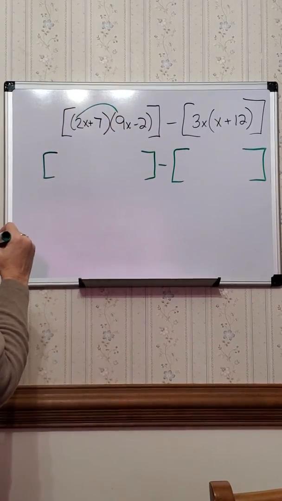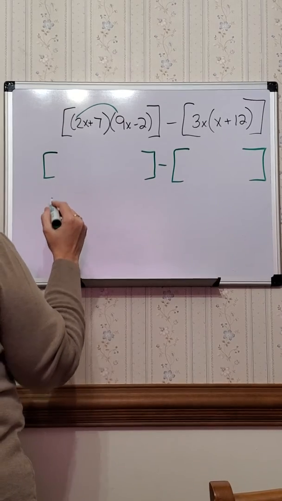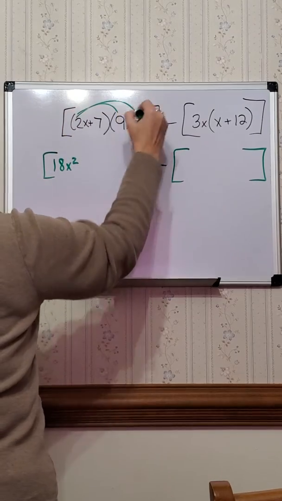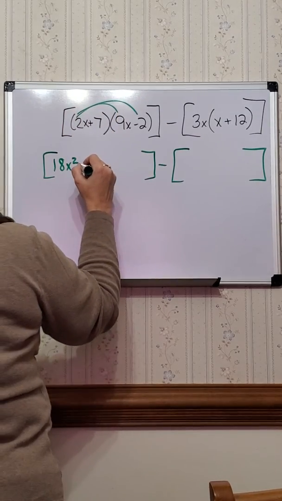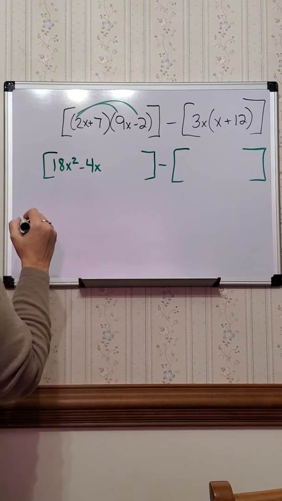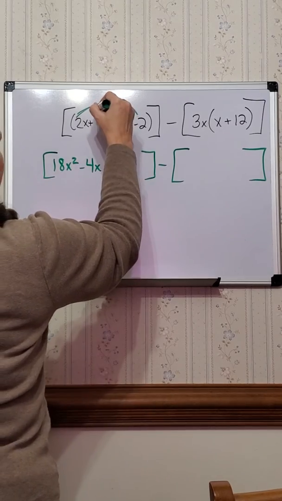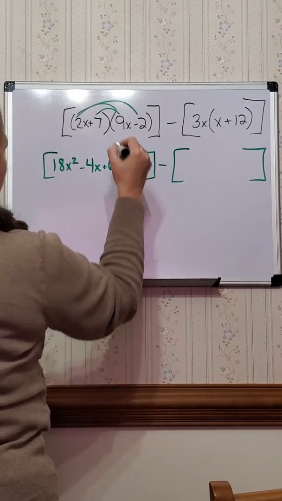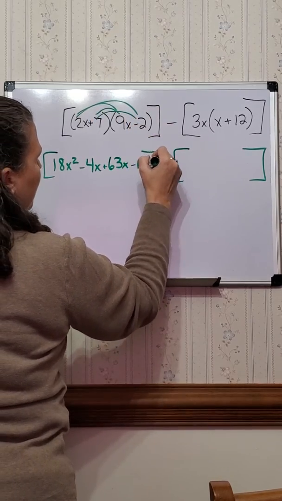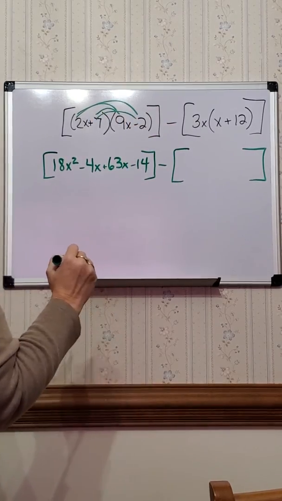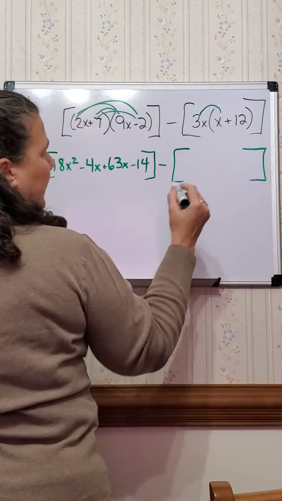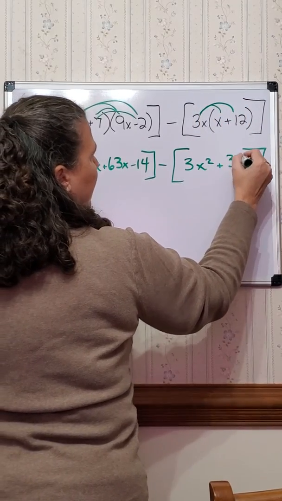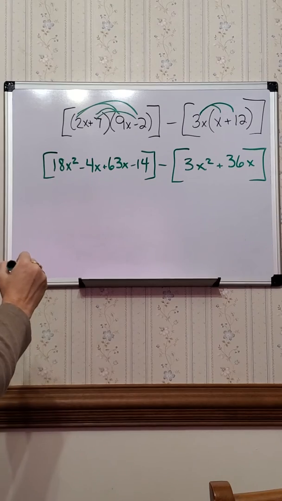All right, so we've got 2x times 9x. So I've got 18x squared. Then I've got 2x times negative 2, so that's negative 4x. Then I've got 7 times 9x, that's going to give me 63x. And then I've got 7 times negative 2, minus 14. So now I've got that one done. Now we're going to jump over to this one. 3x times x is going to be 3x squared. 3x times 12 is going to be 36x.